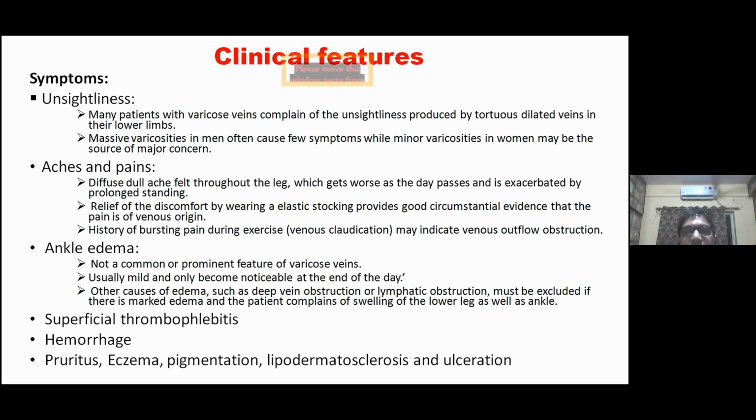A history of bursting pain during exercise, that is venous claudication, may indicate venous outflow obstruction. Next is ankle edema, not a common or prominent feature of varicose veins, usually mild and only becoming noticeable at the end of the day. Other causes of edema, such as deep vein obstruction or lymphatic obstruction, must be excluded if there is marked edema and the patient complains of swelling in the lower limb as well as the ankle. Superficial thrombophlebitis, hemorrhage, pruritus, eczema, pigmentation, lipodermatosclerosis, and ulceration.